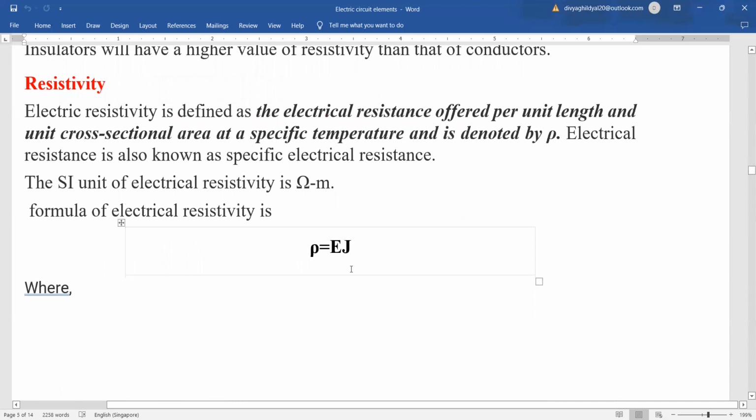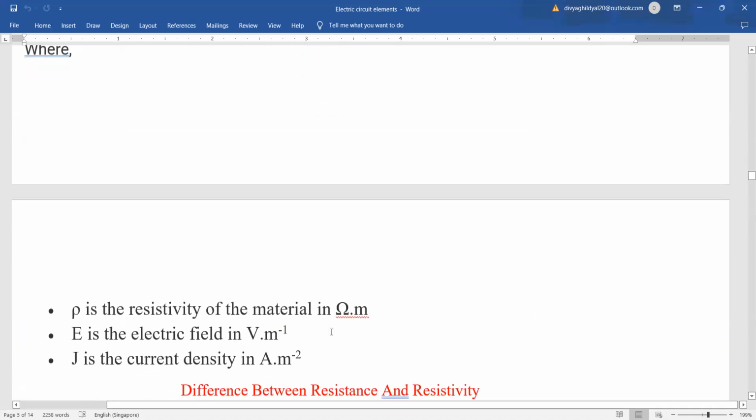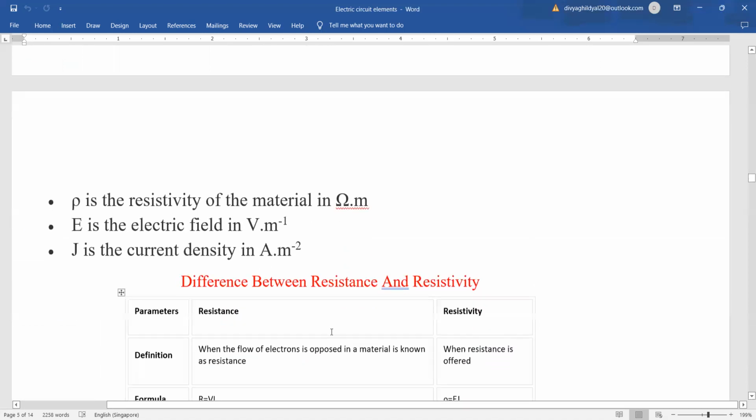Resistivity is defined as the electrical resistance offered per unit length and unit cross-sectional area at a specific temperature. So the SI unit of electrical resistivity is ohm meter, and rho is equal to E into J, where E is electric field and J is current density.